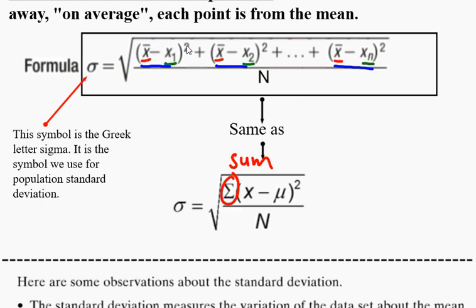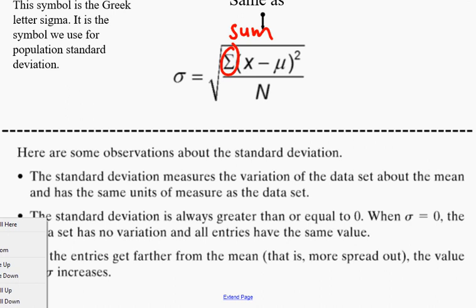So that's the general theory for where the standard deviation comes from. Here are some observations about the standard deviation, then we'll actually calculate it for our situation with the running backs. So the standard deviation, like I said, is a measure of the variation of the data set about the mean. It has the same exact units as the data points in the data set. So in our case, yards.